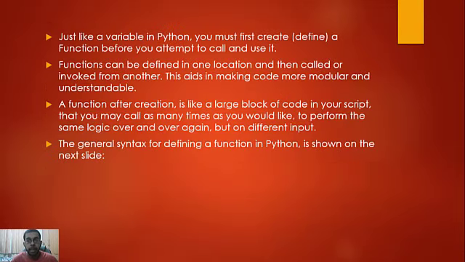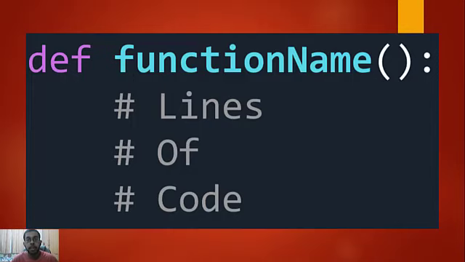Just like a variable in Python, you must first define a function before you attempt to call and use it. Functions can be defined in one location and then called or invoked from another. This aids in making code more modular and understandable. A function after creation is like a large block of code in your script that you may call as many times as you would like to perform the same logic over and over again, but on different input. The general syntax for defining a function in Python is shown on the next slide. Define function name, parentheses, lines of code.